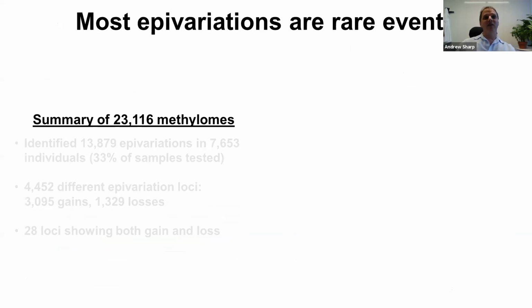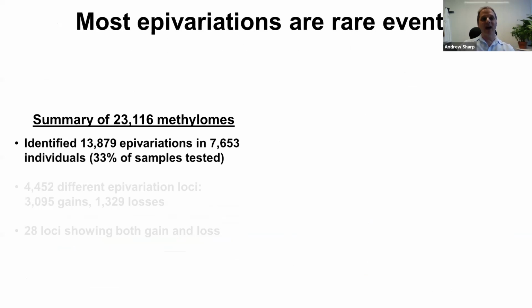So just to summarize, let me give you some headline numbers from these 23,000 methylomes. In total, we found just under 14,000 epivariations in about 7,500 individuals. That is, at the criteria I specified, about 1/3 of our cohort has one or more epivariations identified in their genomes. There's nothing magic about the criteria we used.